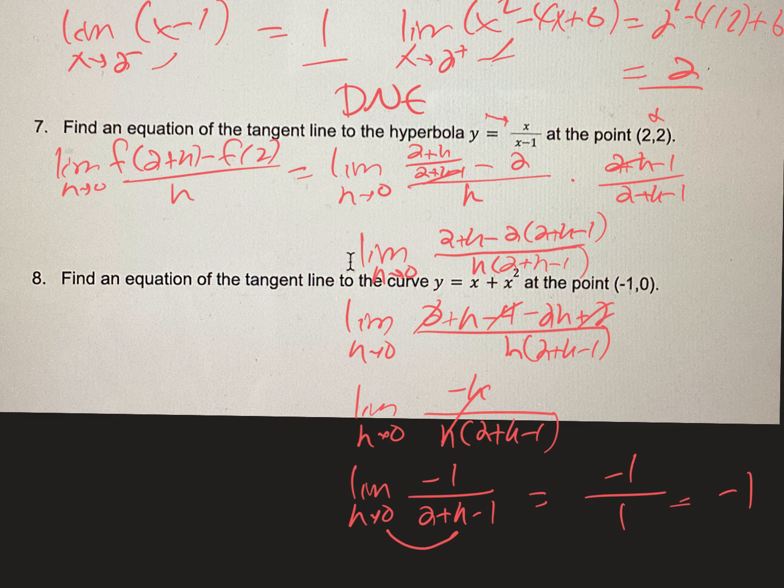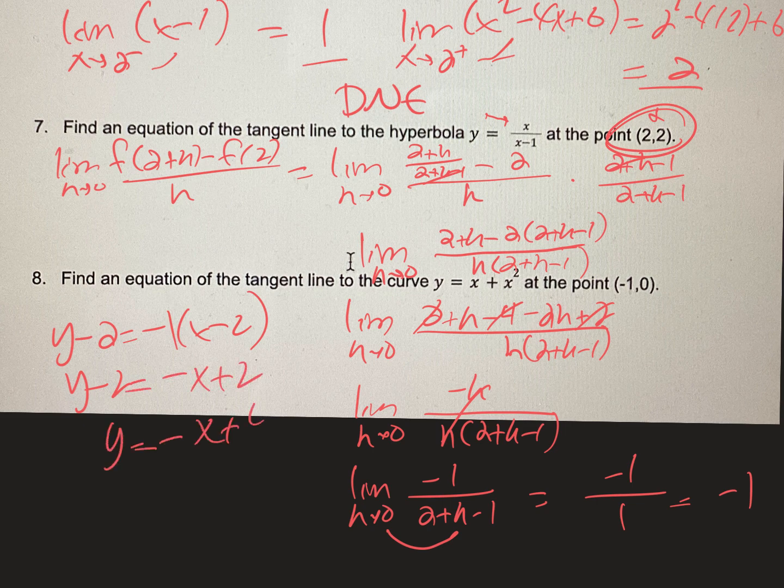All right, so to find the equation, I'm going to do y minus the y coordinate, which is 2, using that point right there, equals slope times x minus the x coordinate. Still get negative x plus 2. Move that 2 over, get negative x plus 4. And there's the equation of the tangent line. That's awesome. All right, let's get number 8.